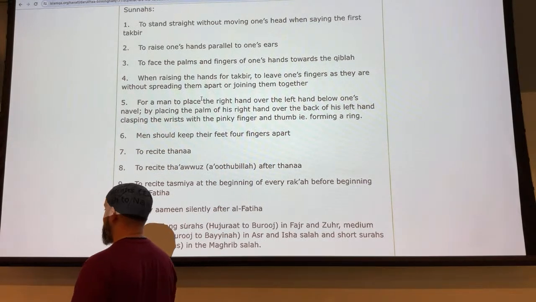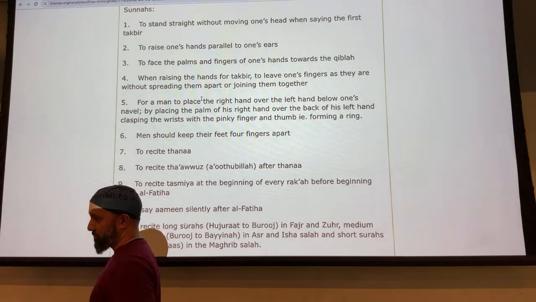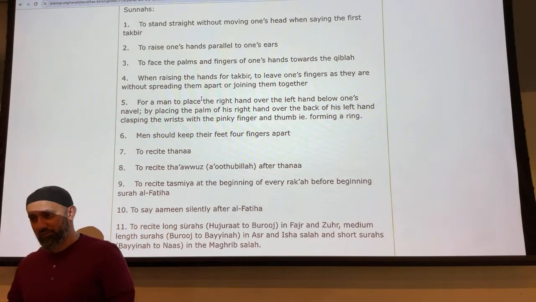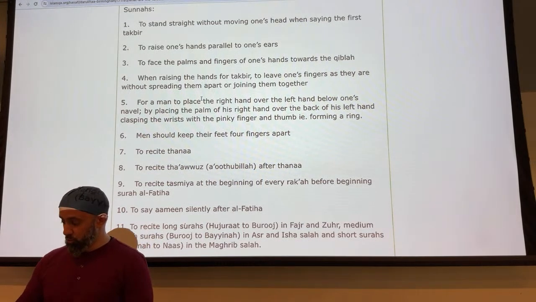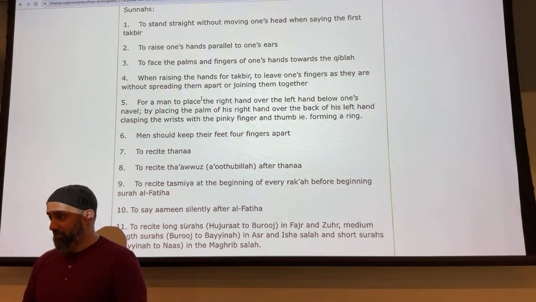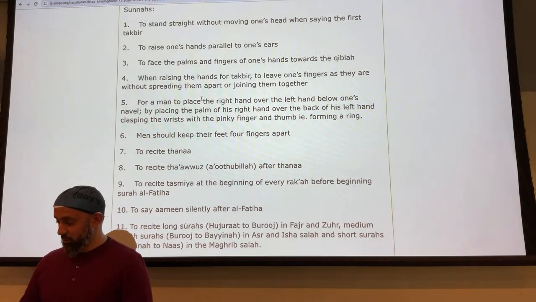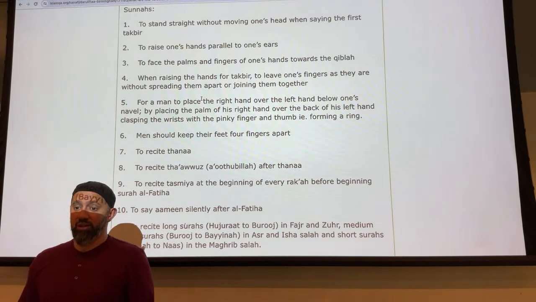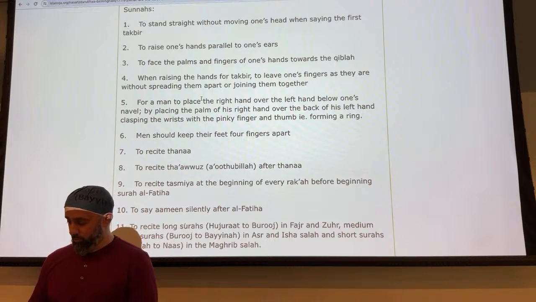So if in this room, the direction of Mecca is this way, right? But for the purposes of just demonstration, we don't have to face that way. What is happening is you are orienting your entire body in the direction of Mecca and standing straight without moving one's head when saying the first takbir. So you're in this upright standing position, getting ready for the prayer, and then you're going to raise one's hand parallel to one's ears.